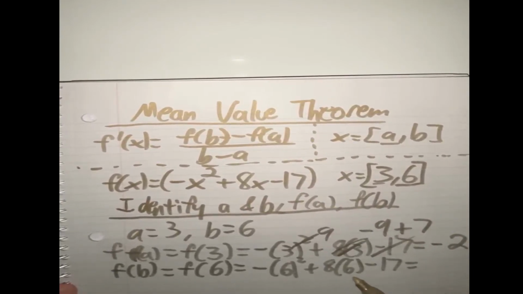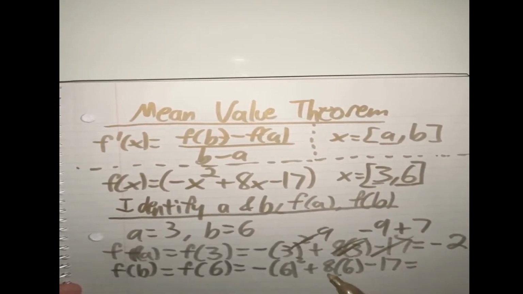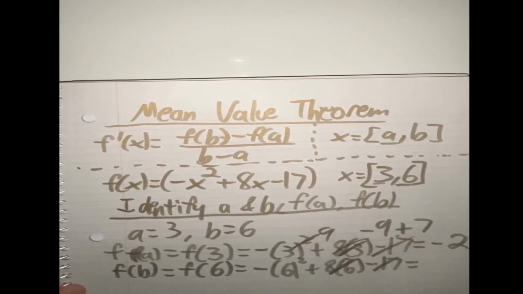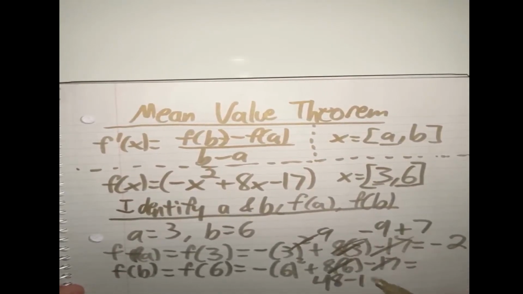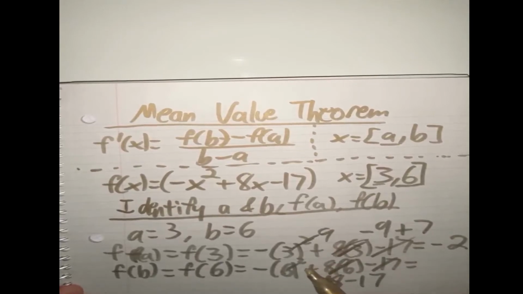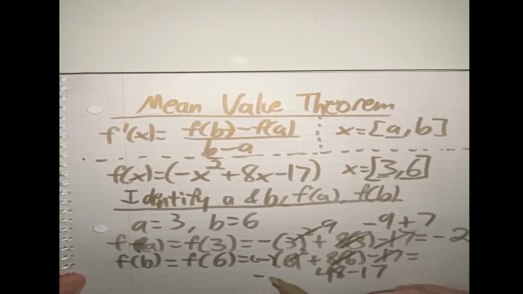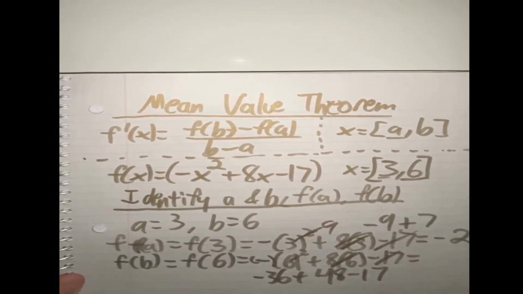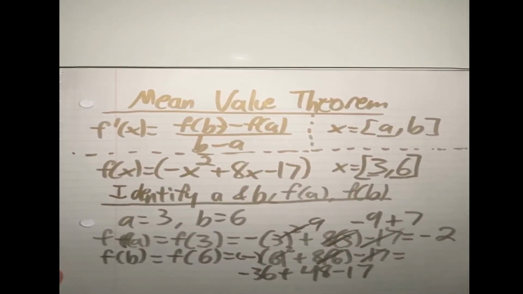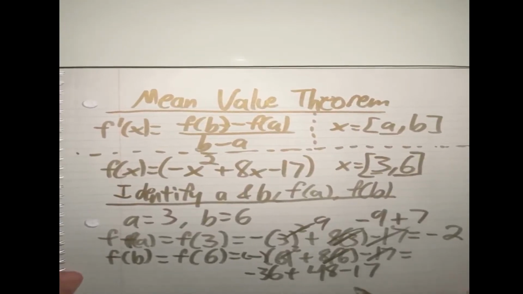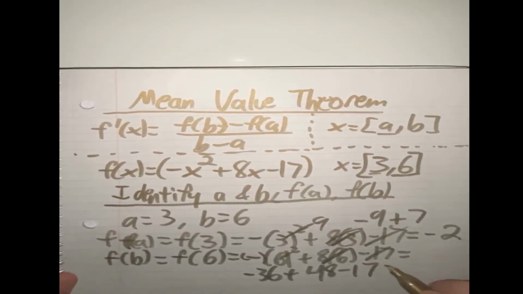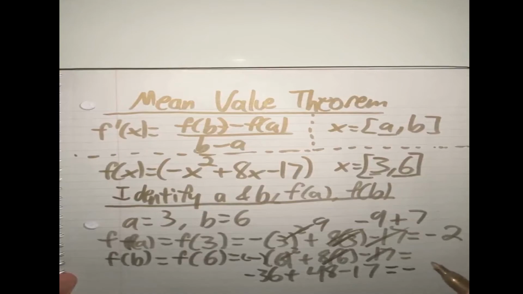And down here we perform arithmetic. So we have 48 minus 17. And right here we have 36, but since we have a minus sign in front of it, this would be minus 36 plus 48 minus 17. So this comes out to be 12. 12 minus 17 is negative 5.